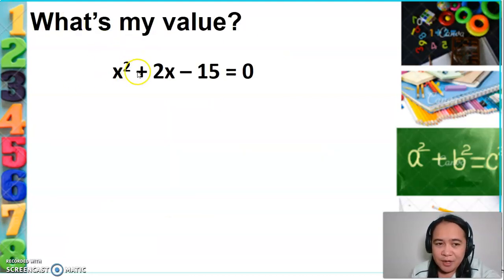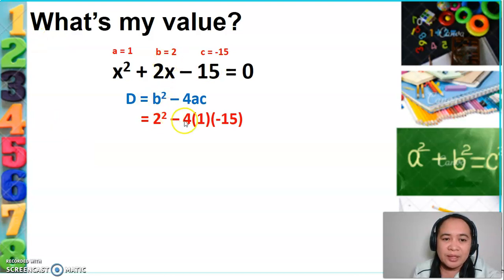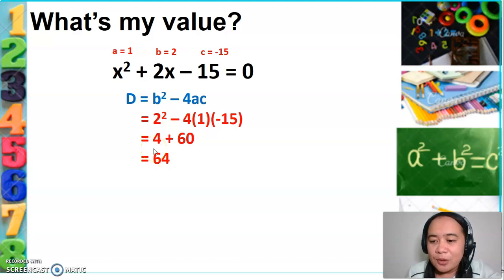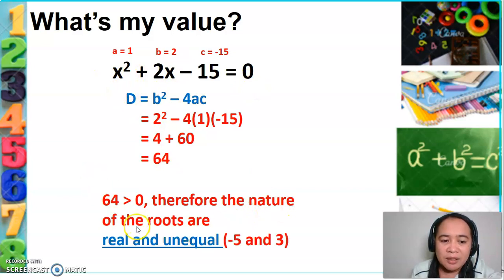In this case, the value for a is 1. The value for b is 2, and the value for c is negative 15. Now, substituting this in the discriminant formula, we will have 2 squared minus 4 times 1 times negative 15. Simplifying further, we will have 4. Negative 4 times 1 times negative 15 is 60. Adding together, we will have 64. 64 is greater than 0. So therefore, for this equation, the nature of the roots are real and unequal, in which if we will solve for the value for x, it's actually negative 5 and positive 3.